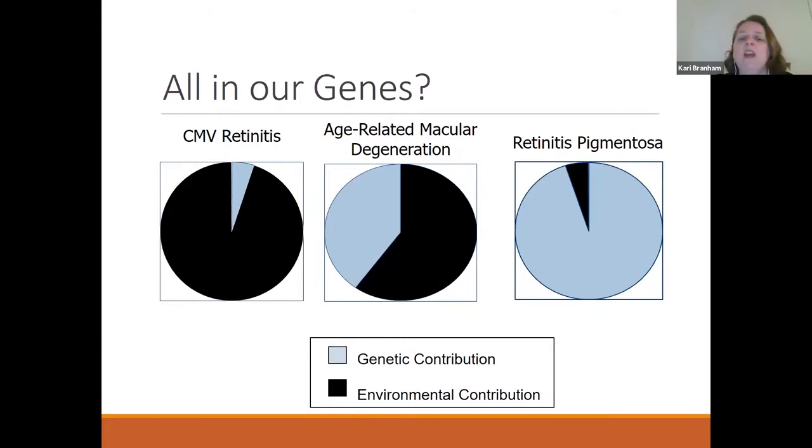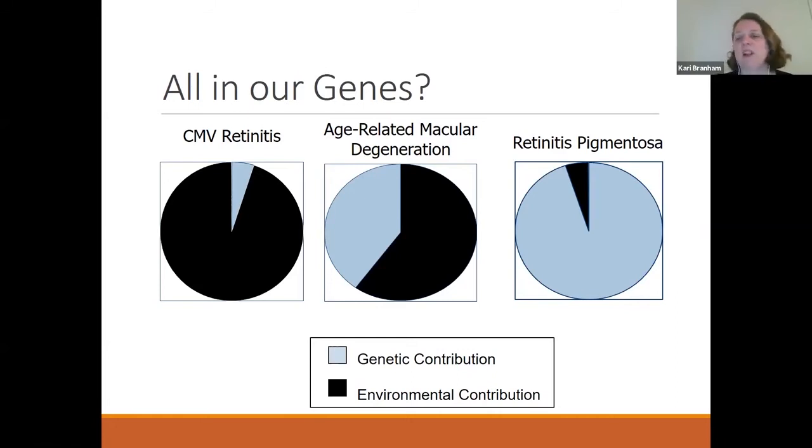In the middle, we have conditions like age-related macular degeneration. Age-related macular degeneration is a complex disease. That means there are genetic factors that play into someone developing that disease, but a lot of it is also environmental factors. Things like smoking, sun exposure, and vitamins are all going to play into your risk of developing or not developing AMD.